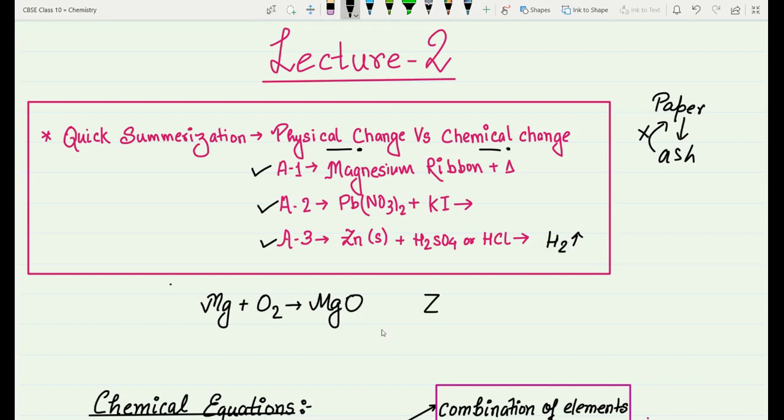When zinc reacts with HCl, it will give ZnCl2 plus H2. ZnCl2 will be formed plus H2 gas will be liberated, and we just balance it. Now, how this is balanced, we will discuss today. Now today we will discuss how to do the balancing.